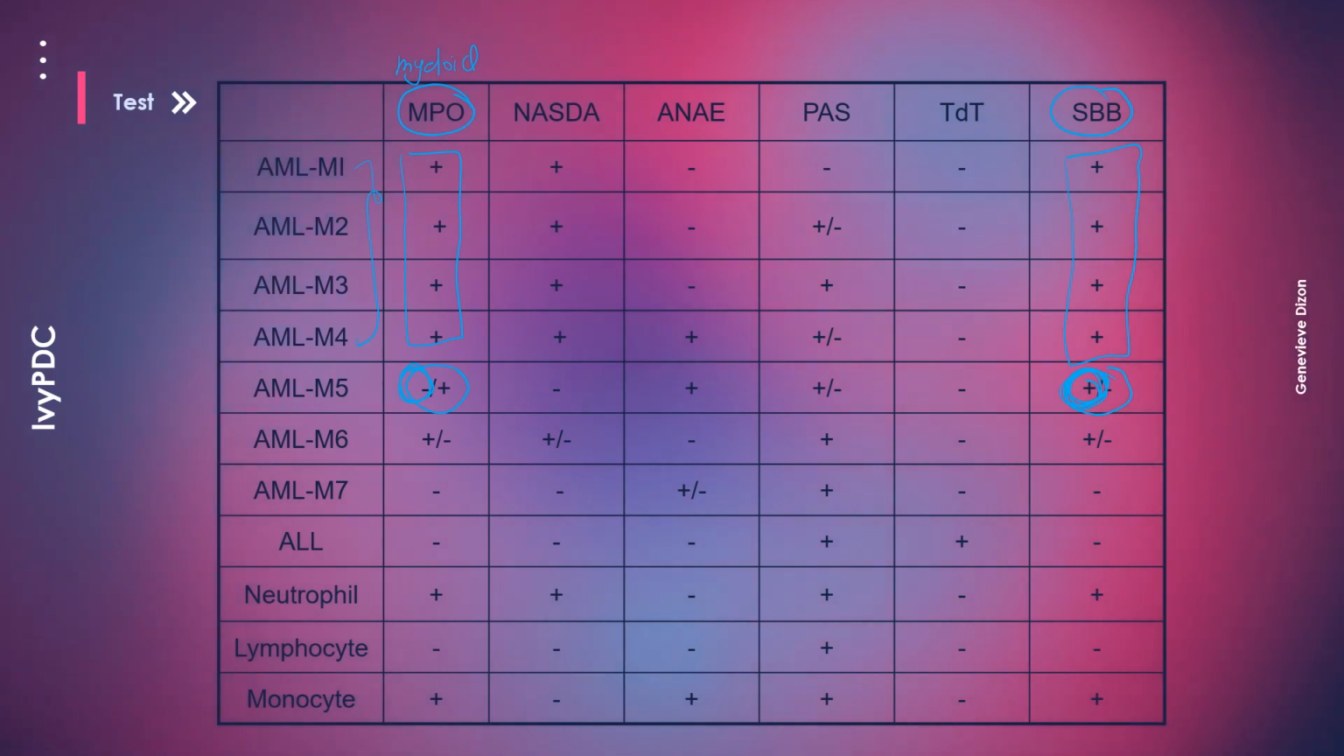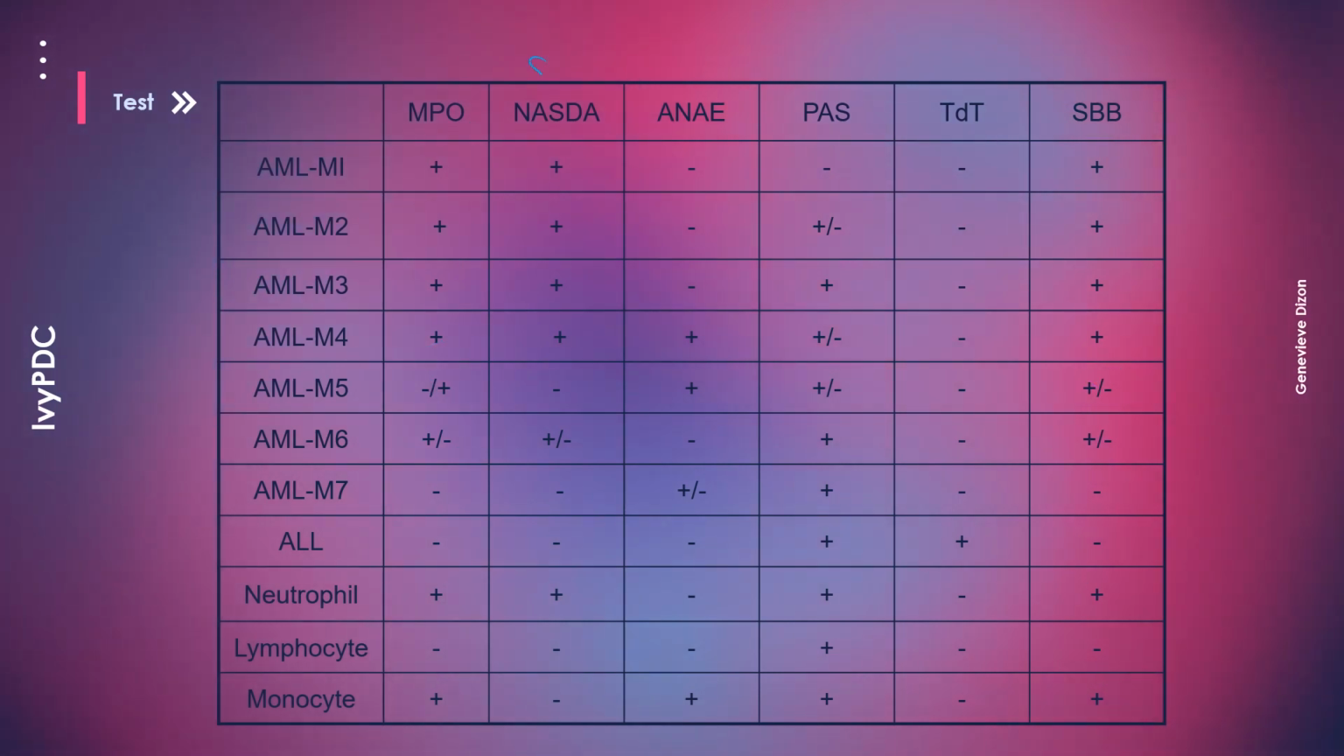M6 is for acute erythroleukemia, but this is both erythrocytic and myelocytic in origin, so it can also give either a positive or a negative result. And the rest of the positives would be the other myeloid cells, which is neutrophil and monocyte with a positive reaction. Next, we have the esterases.